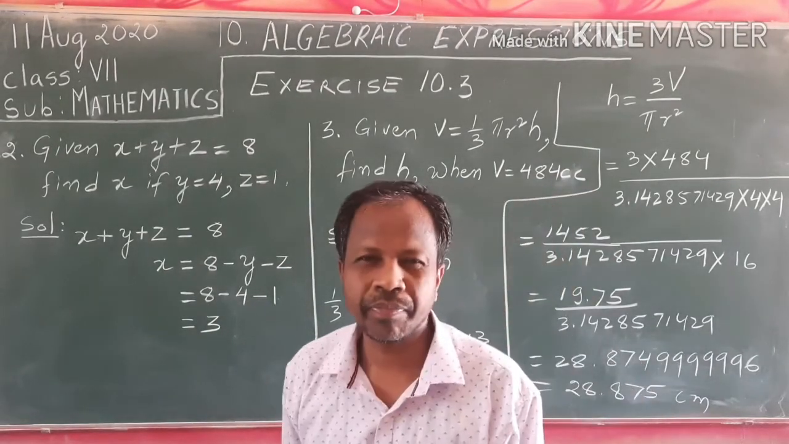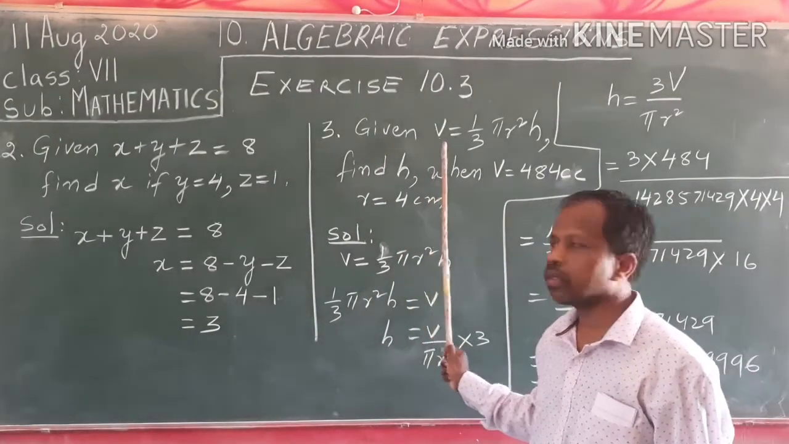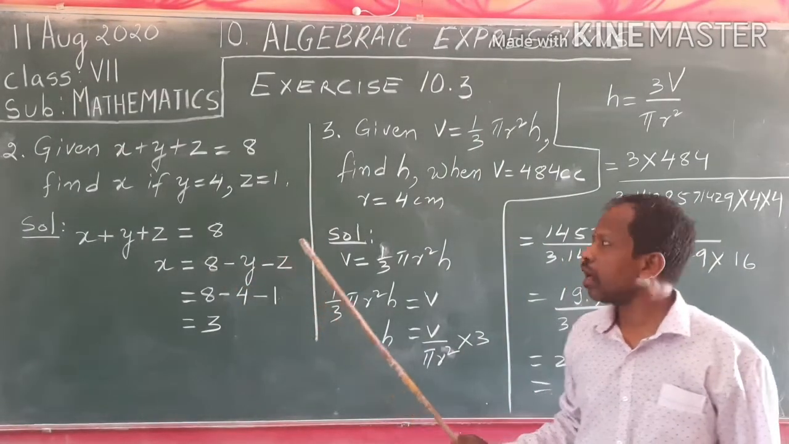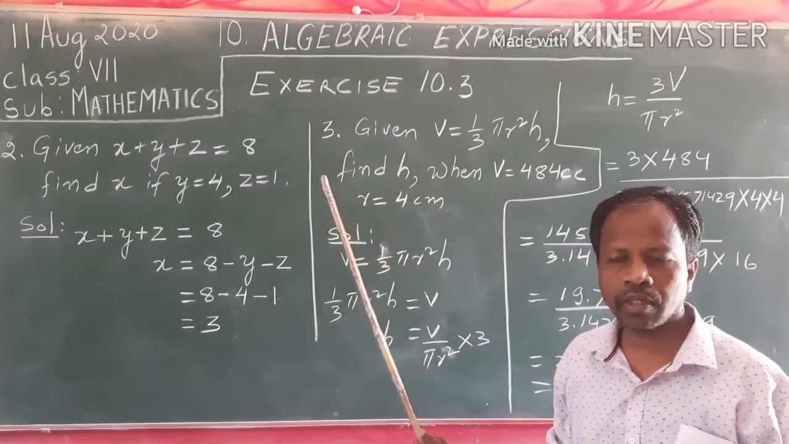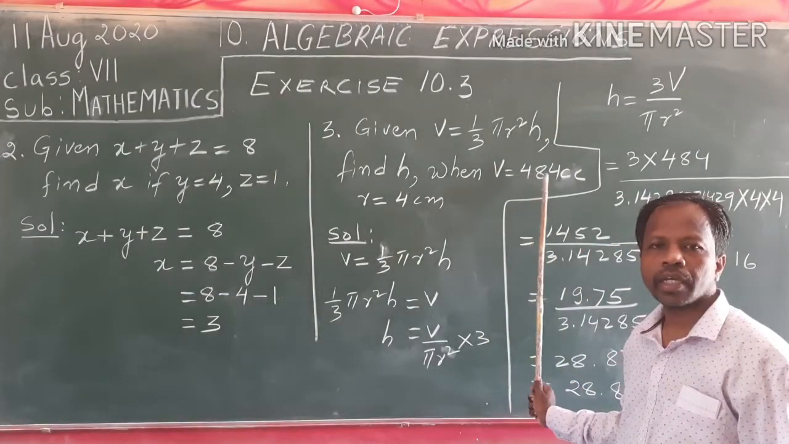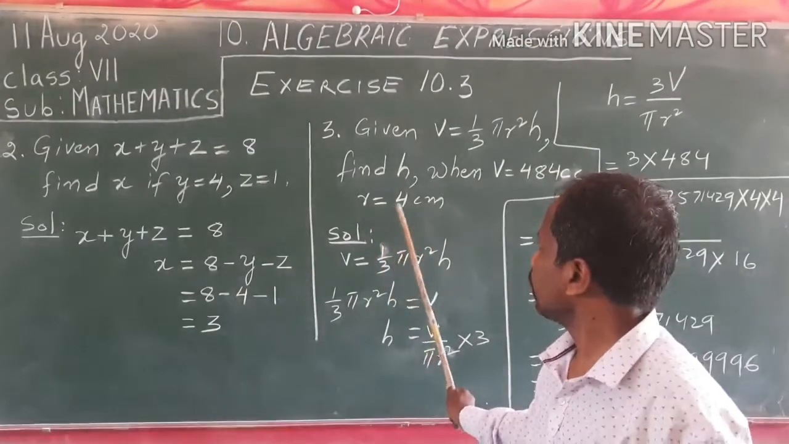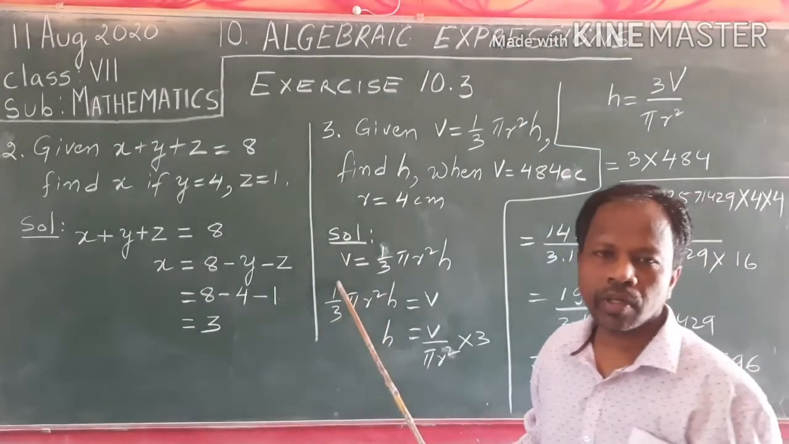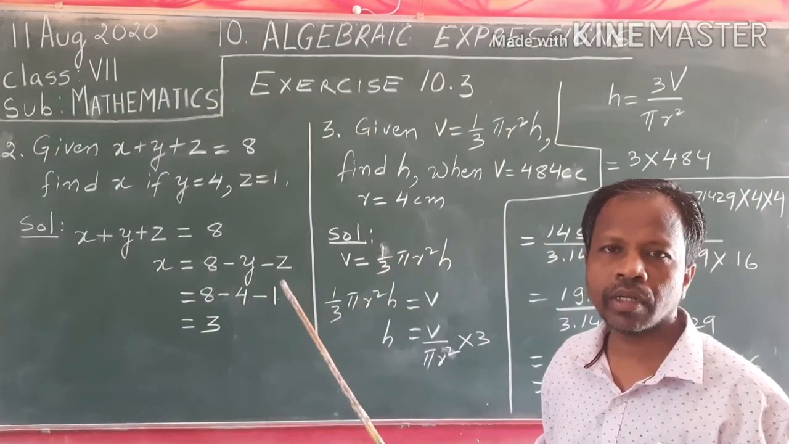Coming to the third question. Given v is 1 by 3 pi r square h, and we have to make h the subject. But v is 484 cc and r is 4 centimeter. So solution. v is equal to 1 upon 3 pi r square h.